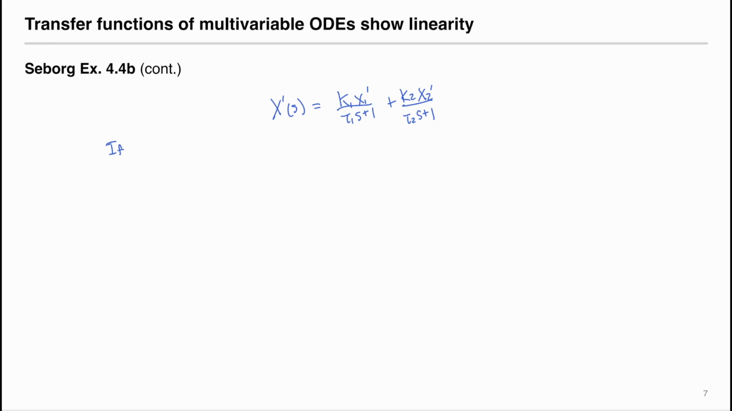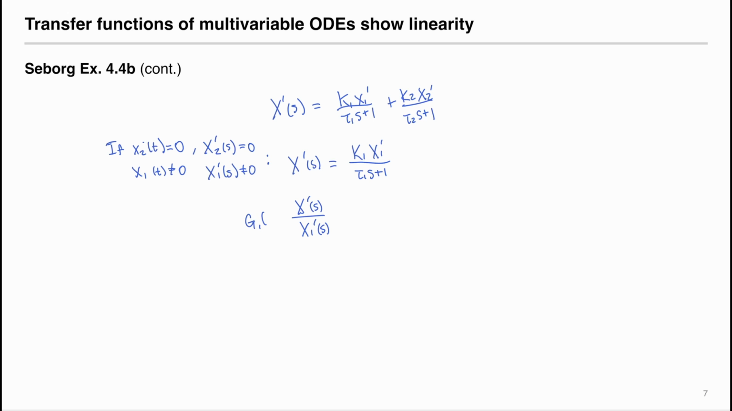If the effect of X2 of t is 0, and the only effect is X1 of t, which is not equal to 0, then in the Laplace space its deviation variable is 0 for X2 and non-zero for X1. So we have X prime of s equals the first term, which survives because it is non-zero, but the second term, X2 prime, goes to 0, so that goes away. We can write it in terms of a transfer function. The output divided by the input X1 gives us the transfer function, equal to K1 divided by tau 1 s plus 1.